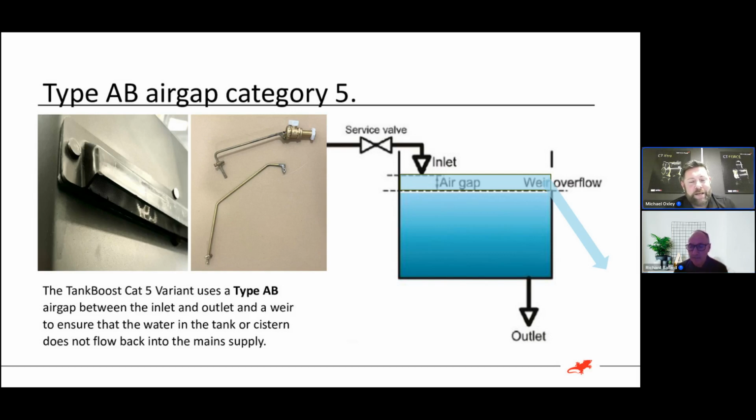Yeah. And I think in your standard jobs that you go to as a plumber, you don't often come across it, but there'll be that chance that you do, and it's understanding that it is a product separate to the standard TankBoost that you've got to use. It's down to the plumber to select the right product.